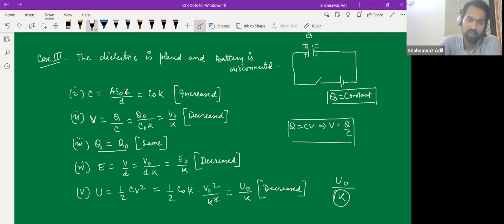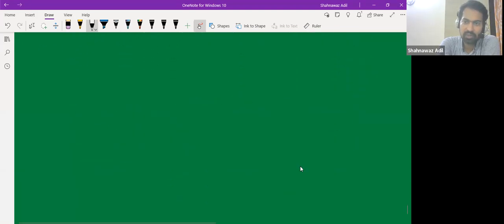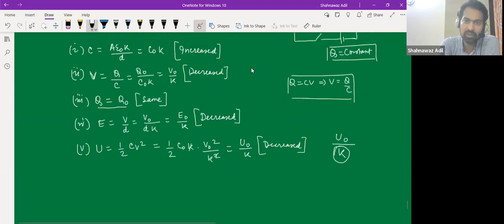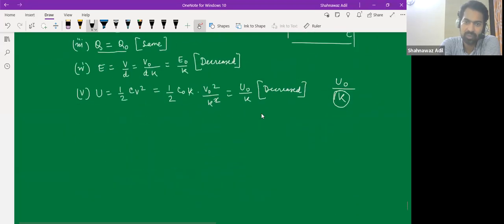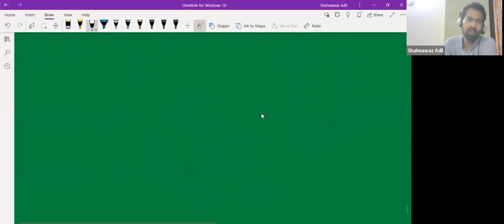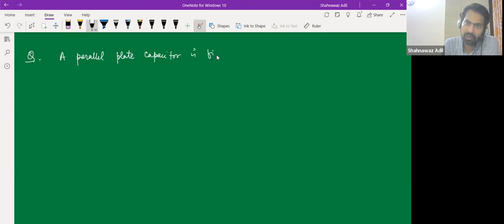Done. Okay, Tarif and Madia, what about you guys? Noted, yes sir. Now let us do one problem so that we can understand these things. A parallel plate capacitor is filled with a dielectric material.